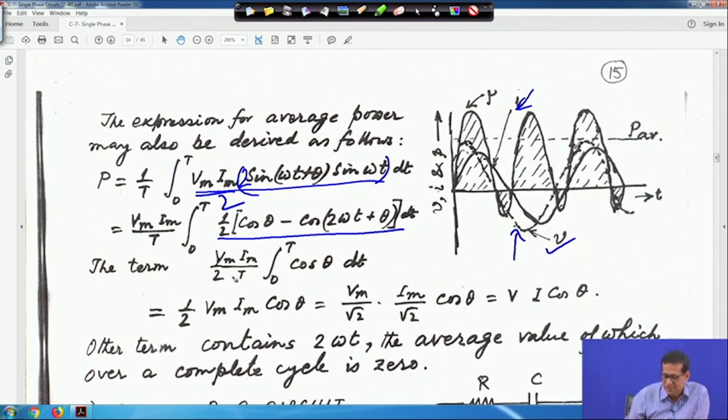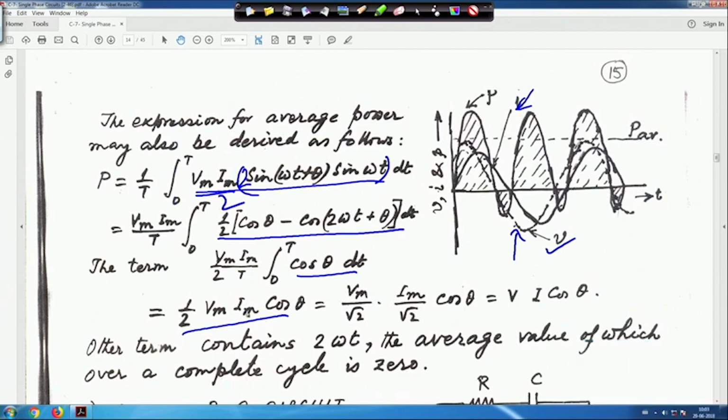Therefore it will become Vm Im upon T, integral from 0 to T, of cos θ dt. If you integrate, this term will vanish, and finally it again becomes half Vm Im cos θ, which equals Vm by root 2 into Im by root 2 into cos θ, equal to VI cos θ, where V and I are RMS values. Other terms contain 2ωt, the average value of which over a complete cycle is 0. If you do the integration, you will see this becomes 0.